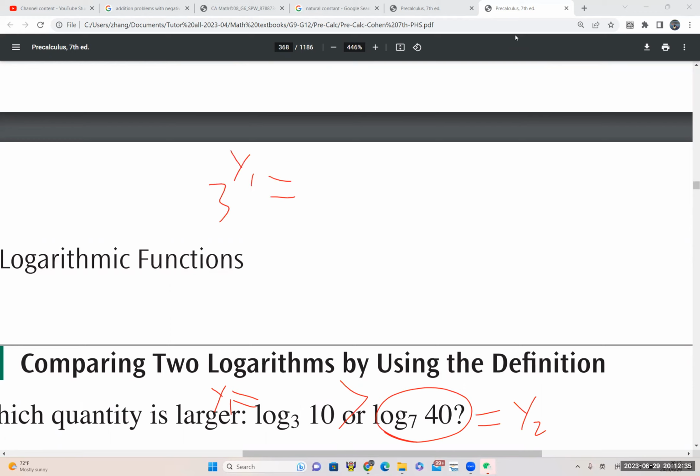3^y1 equals 10, right? And here we have 7^y2 equals 40, right? Then we can say 3 squared is just 9. So for 3^y1 equal to 10, y1 should be greater than 2, but here y2 should be less than 2. Okay, then we get the conclusion.